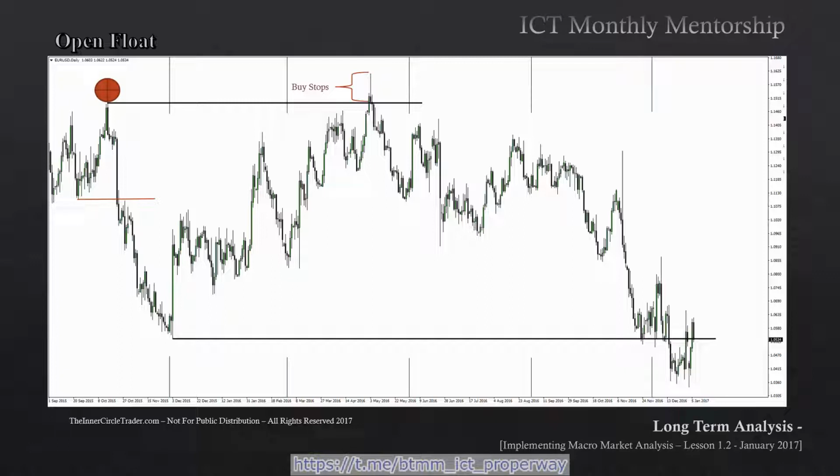Because funds are traditionally long-term trend following traders, these reference points on the daily time frame are going to be salient to understanding how open float has a big impact on where future price movements are going to take you.